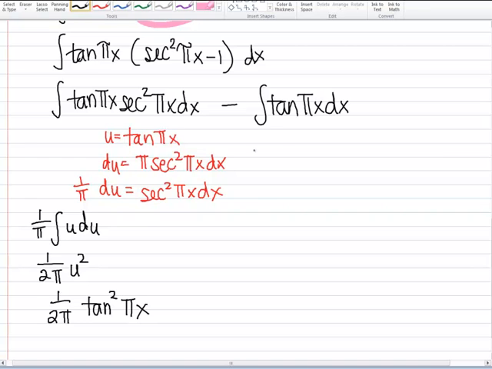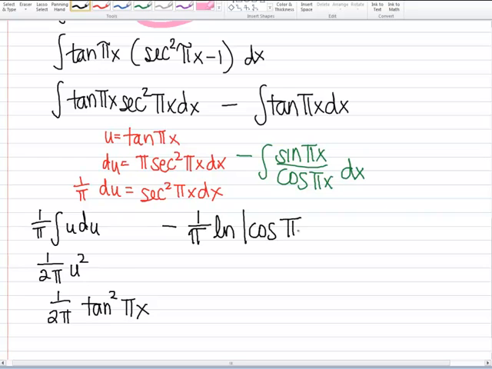Now we still need to do this last part. Do you remember how to integrate a tangent pi x? If you don't, you might want to think of this as sine pi x over cosine pi x, and then do a u substitution. Does that sound familiar? I'm hoping it is. I'm going to just jump right down to it. It's going to be 1 over pi natural log of cosine pi x, because the derivative of a cosine has a negative sign. Oh, and that makes this a plus, and then plus c at the end.